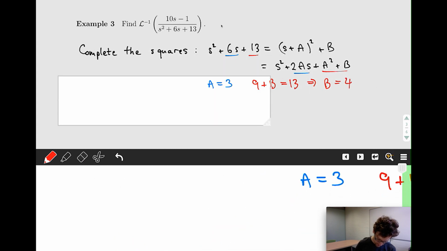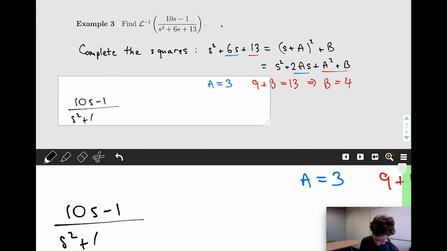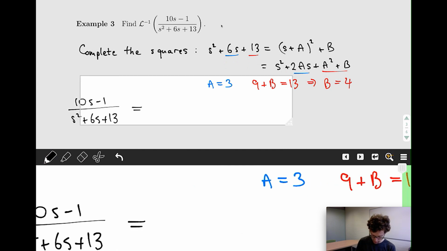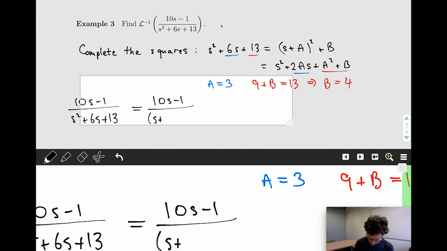So what does that give me? Well, let's take a look at what our function has become. So we've got 10s minus 1 all over this thing here, s squared plus 6s plus 13. So what does that function become once we've completed the squares? We've got 10s minus 1 all over s plus a, so big A was 3, squared, plus b.